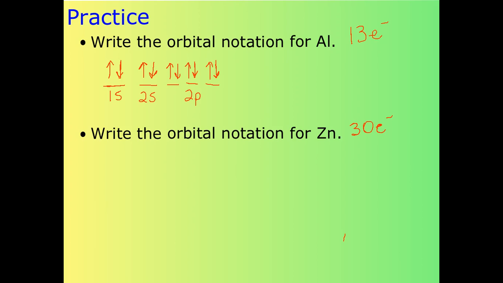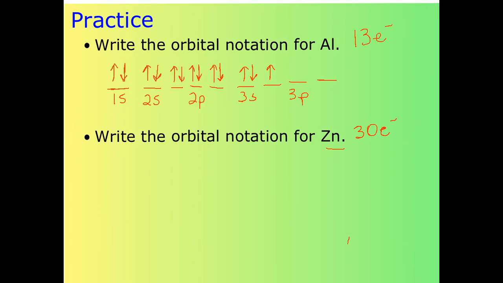After the 2p comes the 3s. That's 12. And after the 3s comes the 3p. P sublevels have 3 orbitals, and 1 electron goes there. So that accounts for the 13 electrons in aluminum. We'll do the zinc tomorrow in class.